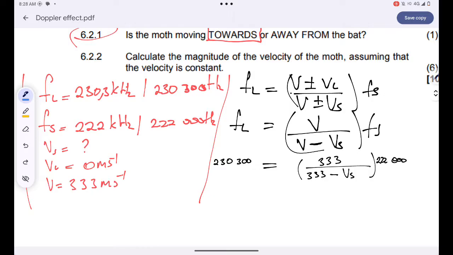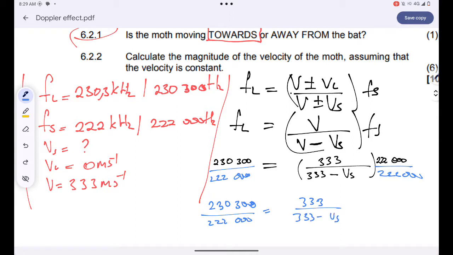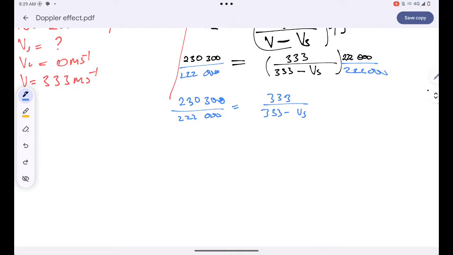Okay, how can I do this? I can simply divide both sides by 222,000 first, and then I'll simply have 230,300 divided by 222,000 is equal to 333 minus Vs. And then all I have to do now is cross multiply over here. Let's just cross multiply.